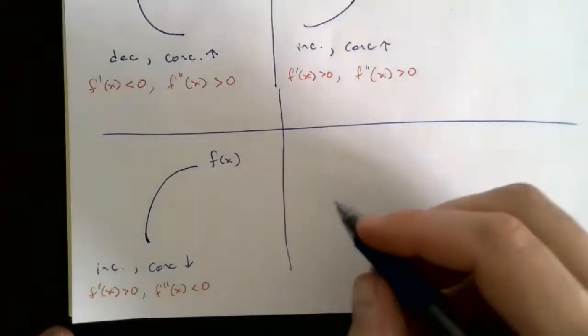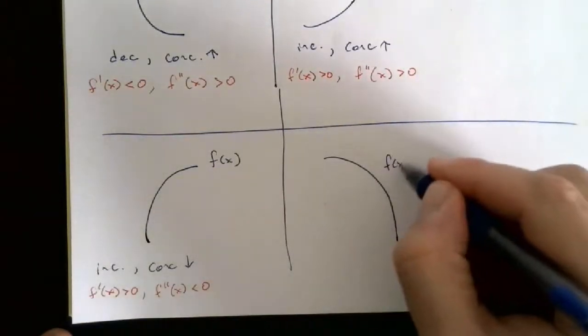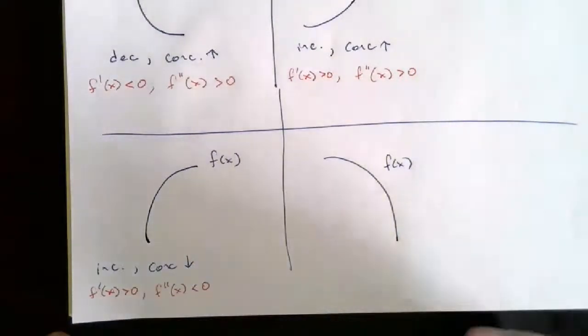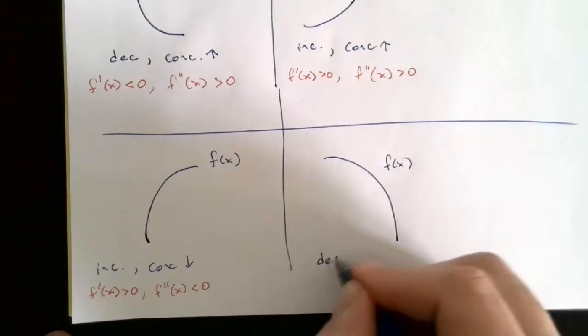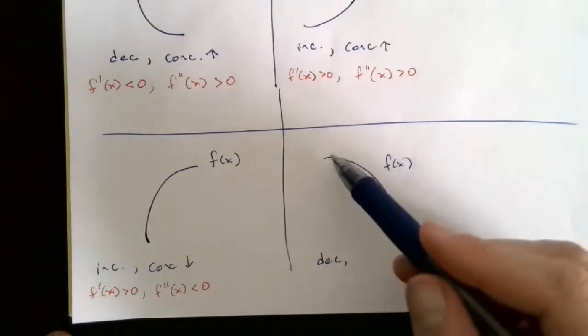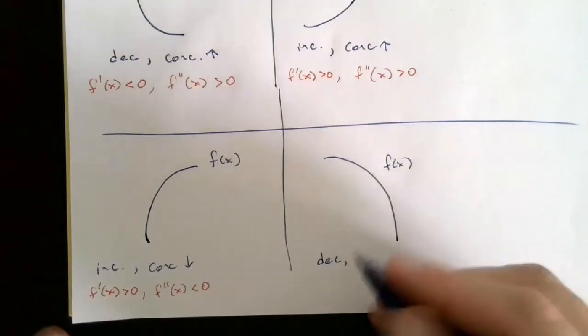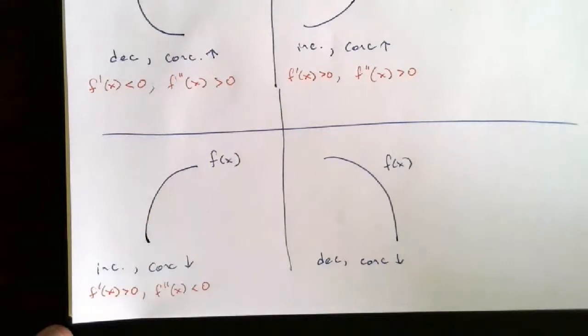And then lastly, if I drew a graph of f of x that looked like this. Well, let's talk about what's happening. From left to right, it's moving downward, so we know it's decreasing. All right, and then what's the concavity? Well, this is concave down, because it's like a bowl that's upside down. It would not hold water, so concave down.